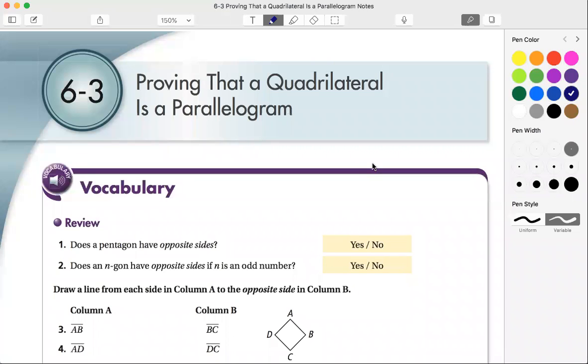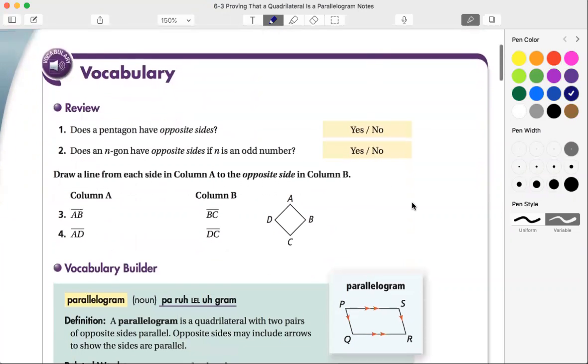All right, 6-3, proving that a quadrilateral is a parallelogram. So some vocabulary. Does a pentagon have opposite sides? No. Does an n-gon have opposite sides if n is an odd number? No. So draw a line from each side in column A to the opposite side in column B. So AB is opposite DC, and AD is opposite BC.